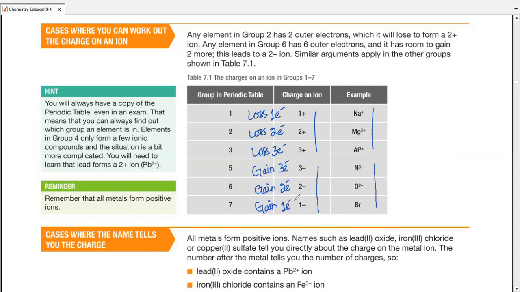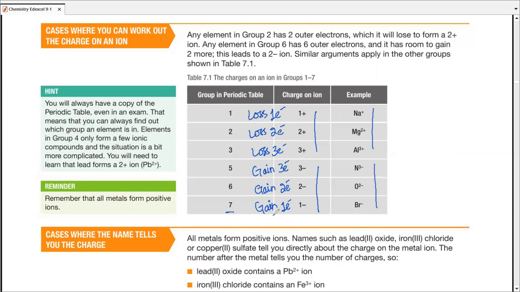Remember, they are all trying to gain or lose electrons to get to the nearest noble gas configuration and have 8 electrons in their outermost shell. So something that has 7 electrons will gain 1 to have 8 electrons. If something has 2 electrons in its outermost shell, it's understood it's going to lose 2. Something that has 5 electrons in its outermost shell is obviously going to gain 3 electrons to have 8 electrons in its outermost shell to balance out its entire structure, right? To get stable.